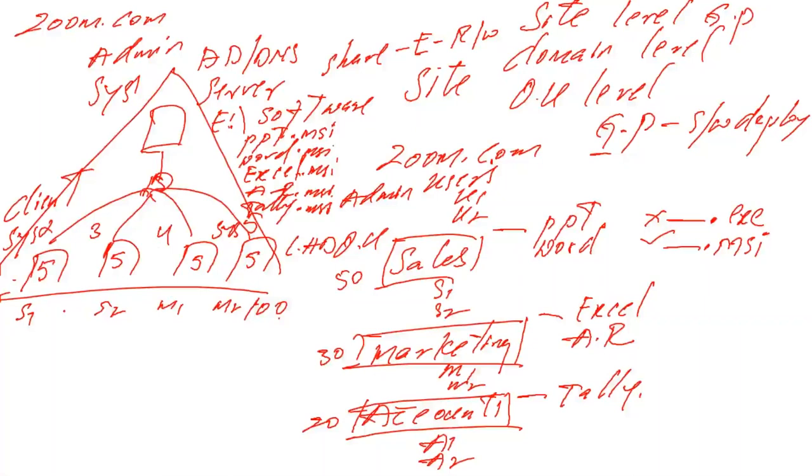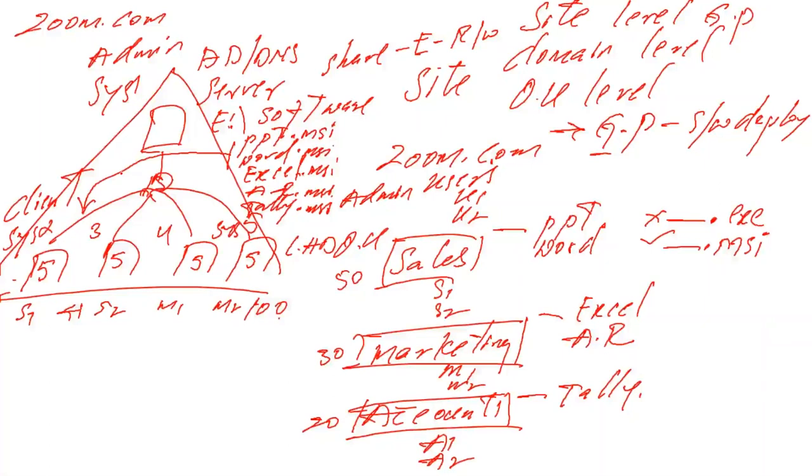Now when the S1 user is logging in, once you type your name and password and press enter, the request will go to the server. The server will confirm your name and password. At the same time, the server will check the group policy. In group policy, we have already given the policy for sales users: two applications, PowerPoint and Word. So when the S1, S2 user is logging in, automatically these two applications will download from the server to the client and automatically install also.